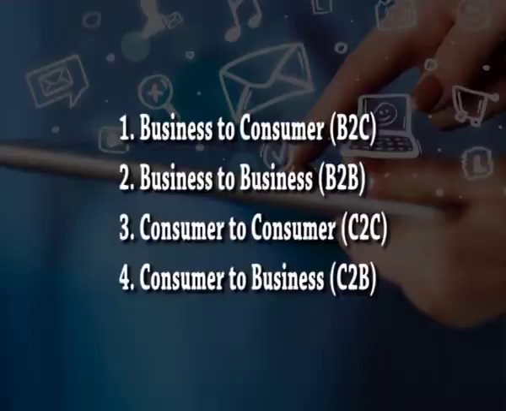There are 4 major internet domains through which e-business takes place. They are: number 1, business to consumer, that is B2C. Number 2, business to business, that is B2B. Number 3, consumer to consumer, that is C2C, and consumer to business, that is C2B.